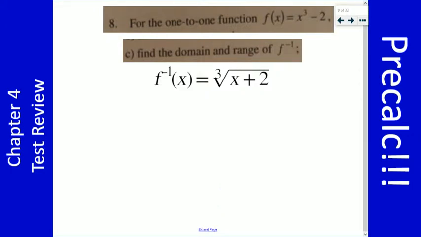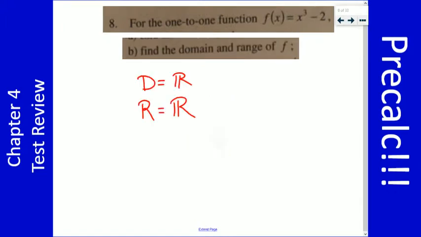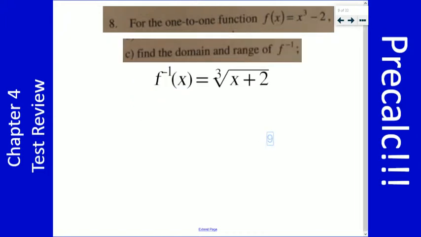All right, so there's our inverse. Now we want to find the domain and range of our inverse function. Well, if we take a look at the domain and range of our original function, if we flip them, we'll get the domain and range of our inverse. So, since our range was all real numbers for our original function, the domain for our inverse function is going to be the same thing, all real numbers. And since our domain was all real numbers for our original function, the range for our inverse function is going to be the same thing it was for the original.